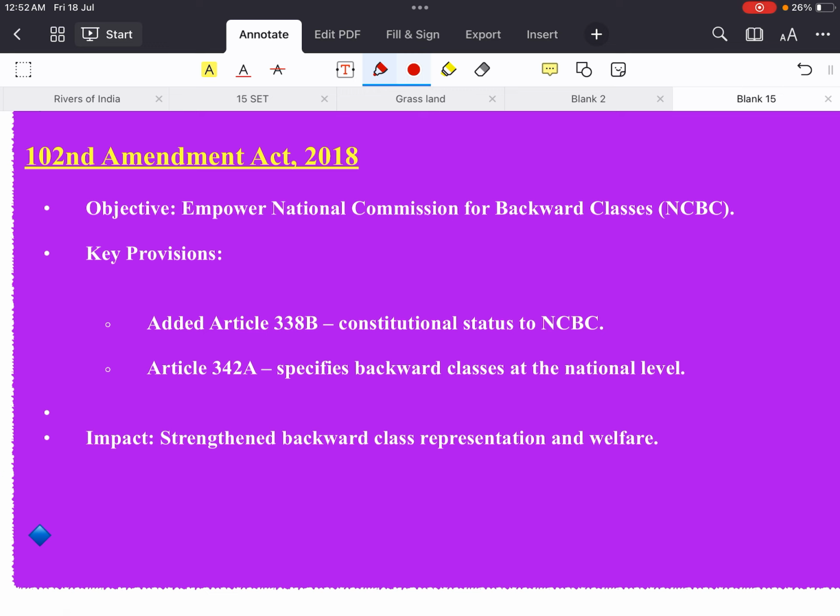102nd Constitutional Amendment Act 2018. What was the objective? Empower the National Commission for Backward Classes. What were the key provisions of this? Added Article 338B, that is constitutional status to the National Commission for Backward Classes. Article 324A, specify backward classes at the national level. What was the impact? It strengthened backward class representation and welfare.